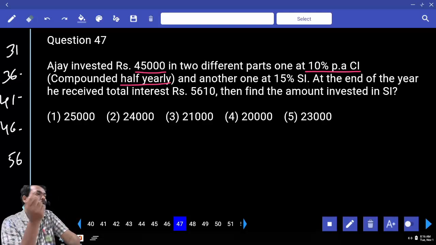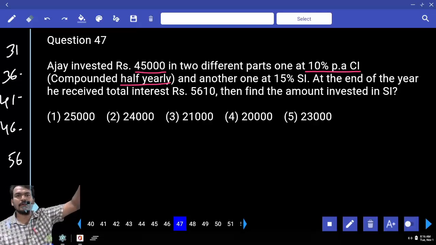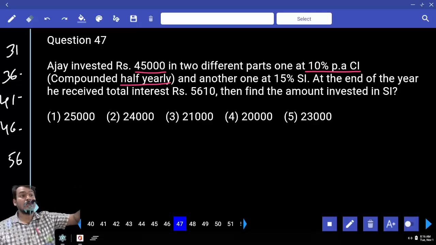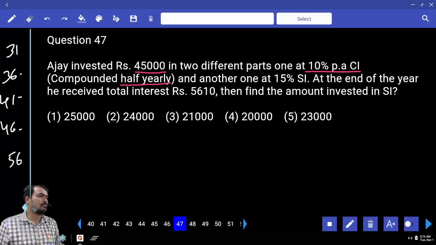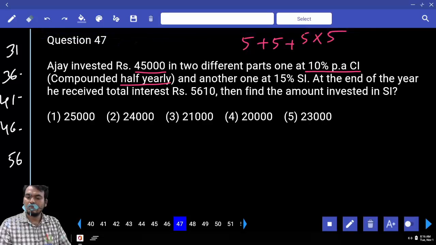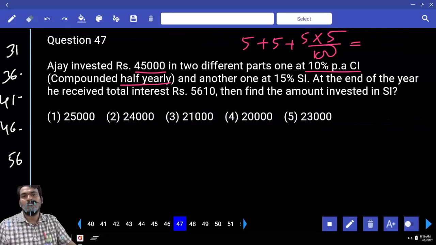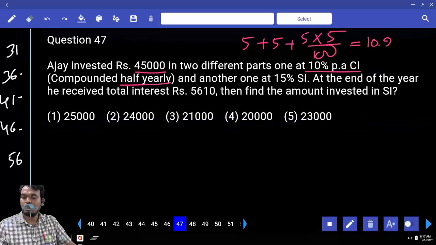5%. In 1 year, how many half years are there? 2 half years. What is the first 6 months rate of percent? 5%. Second 6 months, 5% plus 5% of 5%, because compound interest is always interest on interest. 5%, how many times do we need? 2 times. 5% of 5% is 0.25%, or A plus B plus AB by 100. 5 plus 5 is 10, plus 5 into 5 by 100, which is 0.25. Total it is 10.25%.